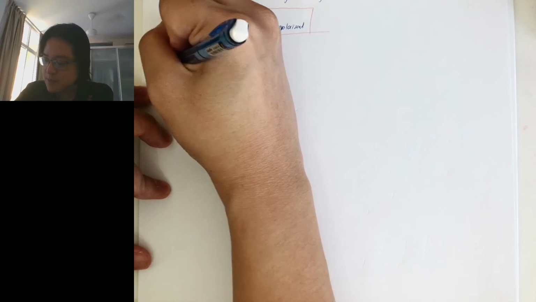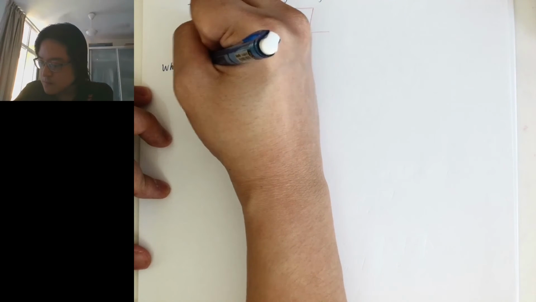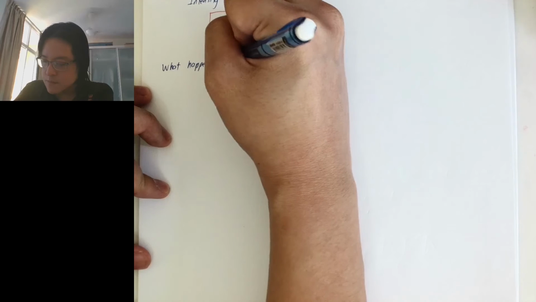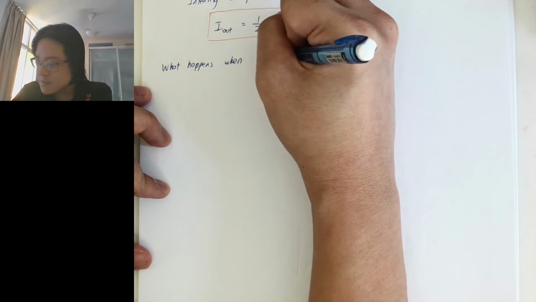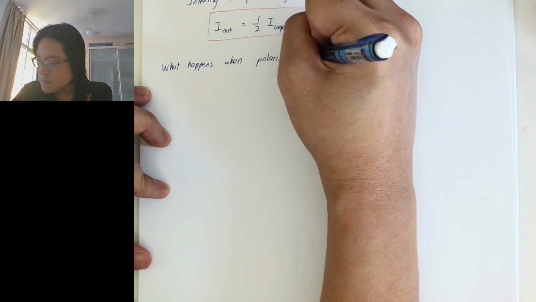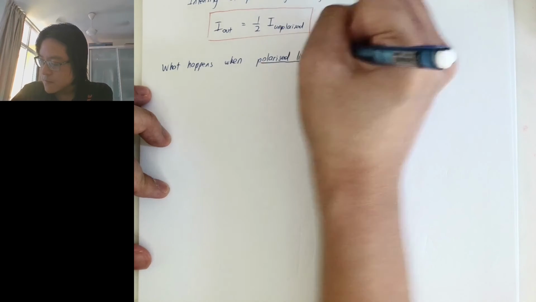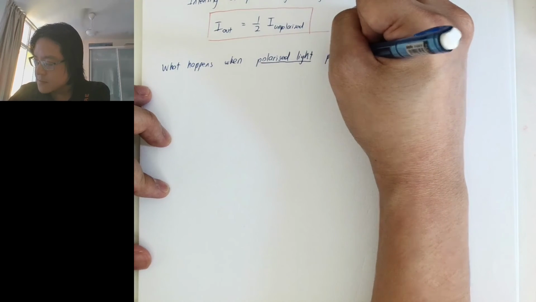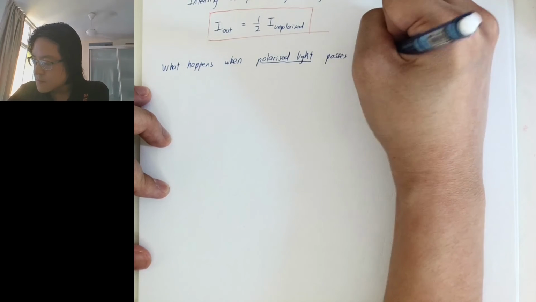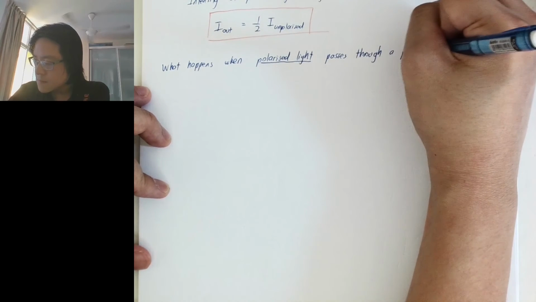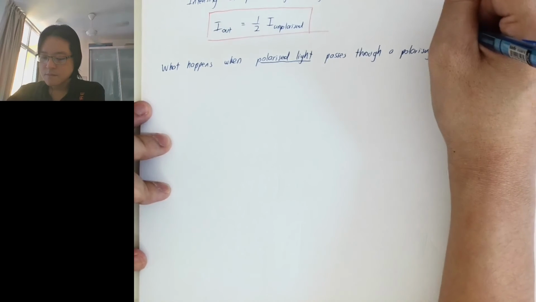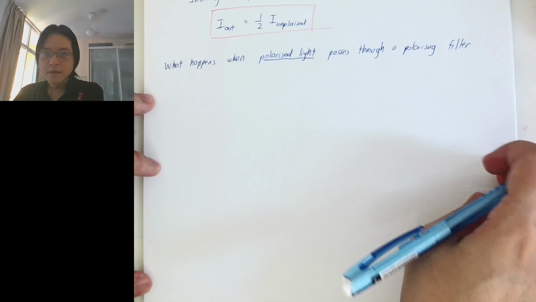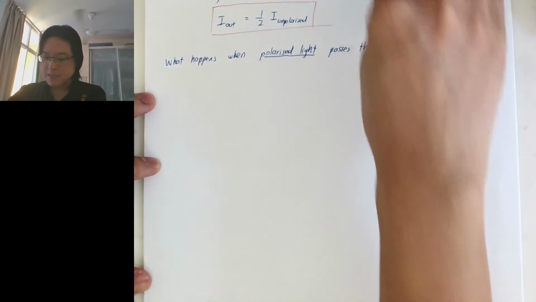So what happens when already polarized light passes through the filter? Okay, so this is what we want to explore next.